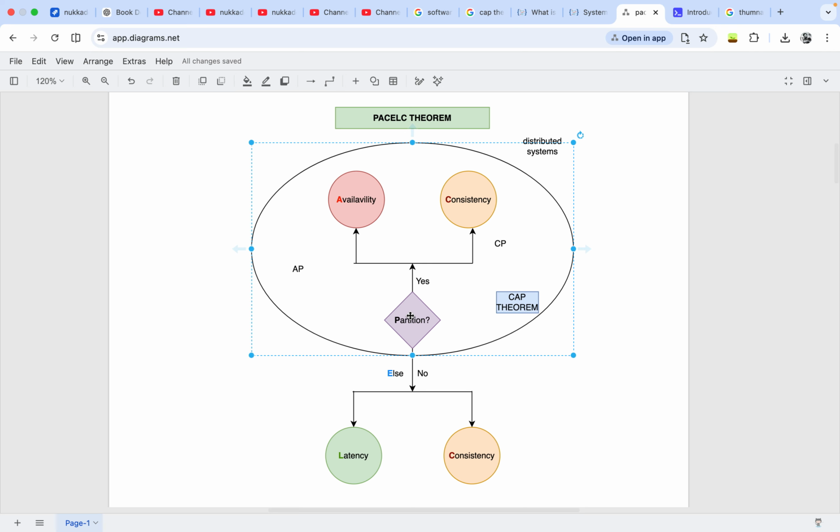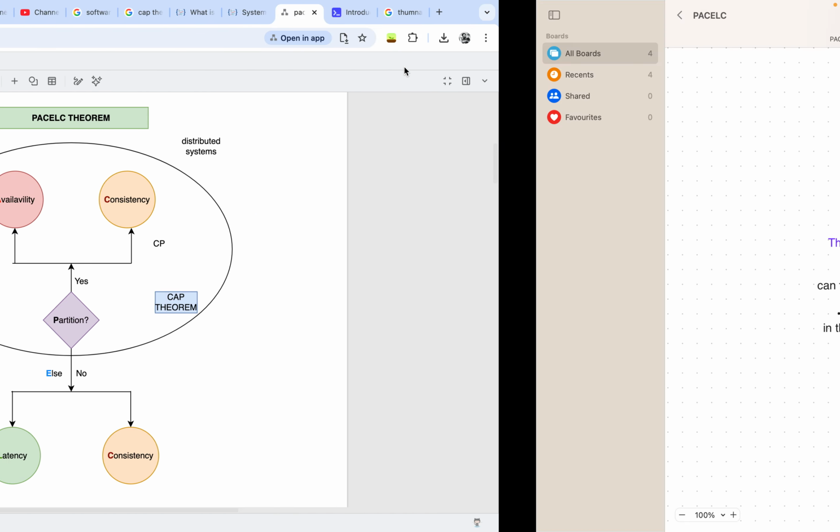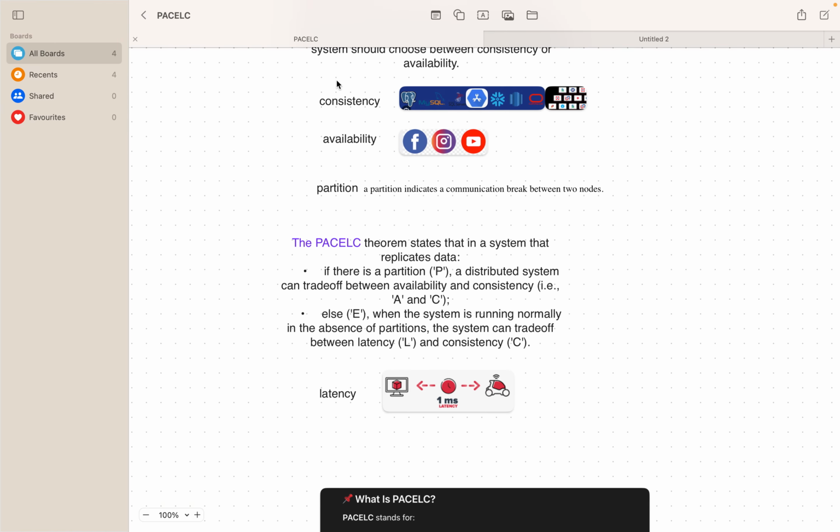So partition is the gold mine here. You have to understand that from partition everything goes up or down. CAP theorem and then the PACELC extension, right? Cool. I hope you are clear here.